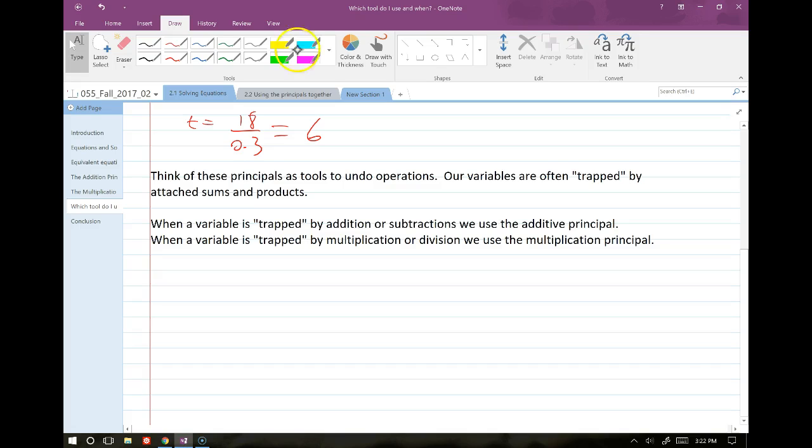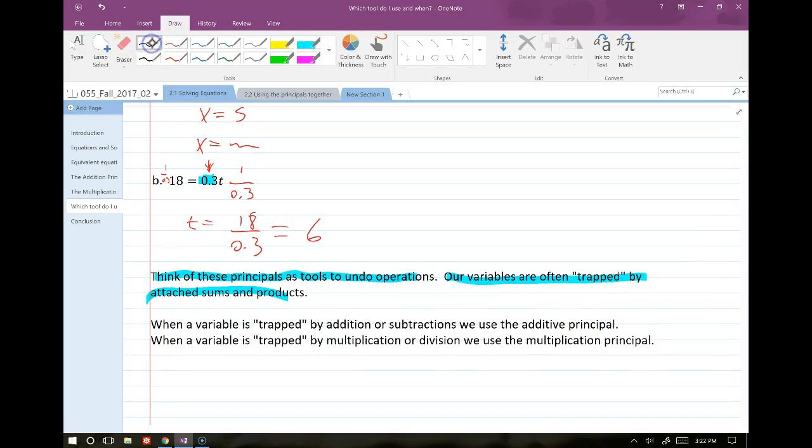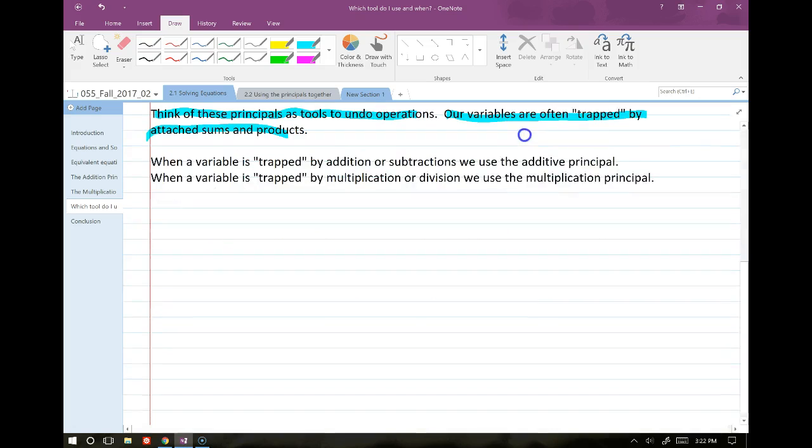Okay, I already kind of went over this earlier. I like to think of these principles as tools to undo operations, right? The operations sort of trap our variables into a position where we can't see what they mean. And so we want to take those out of the trap, right? Okay, and in general, when you see a mixed example, here we'll do a weird example.